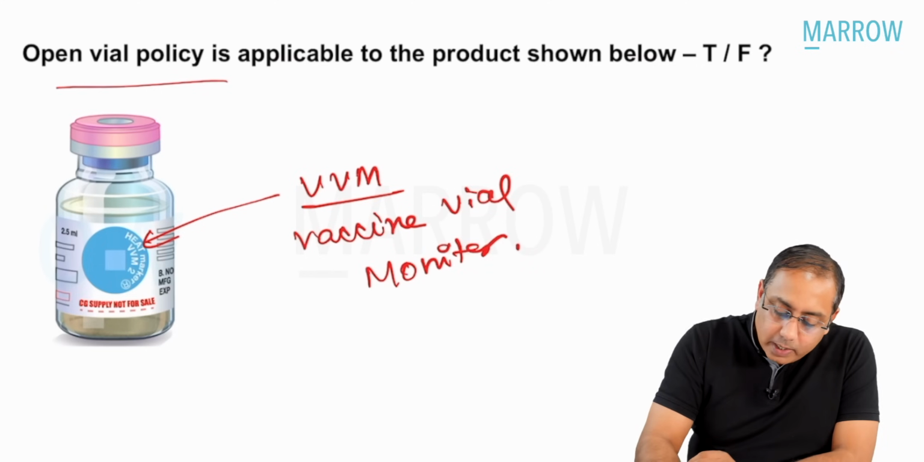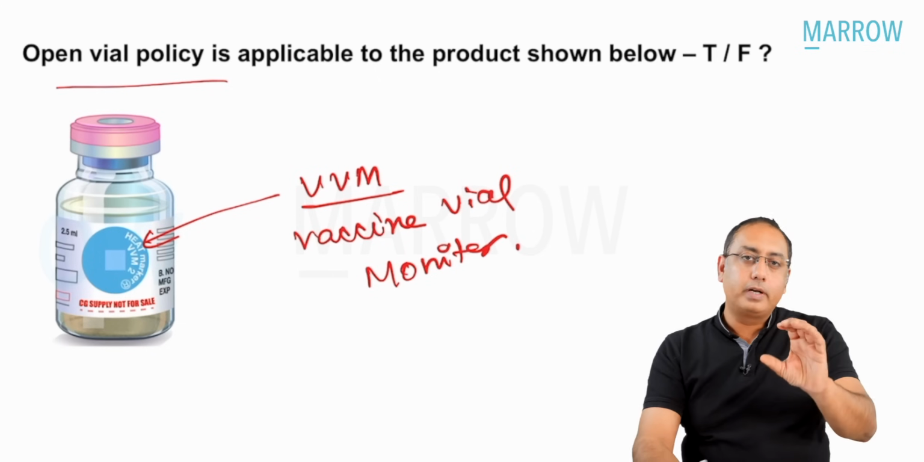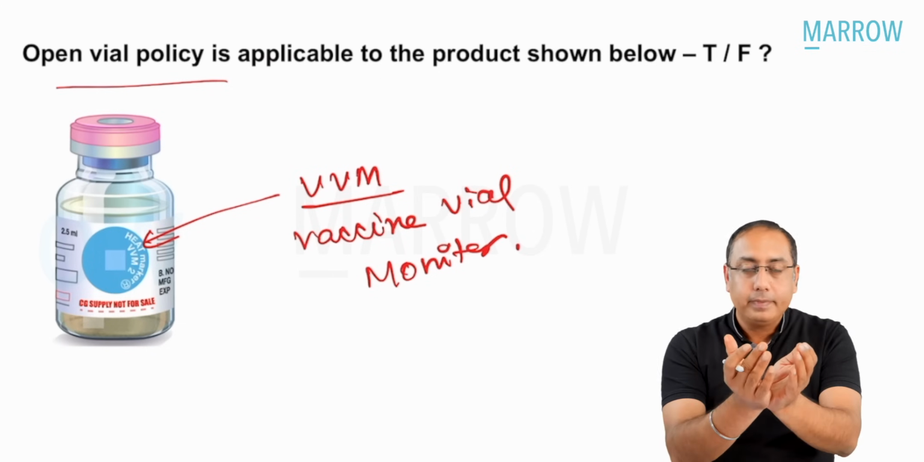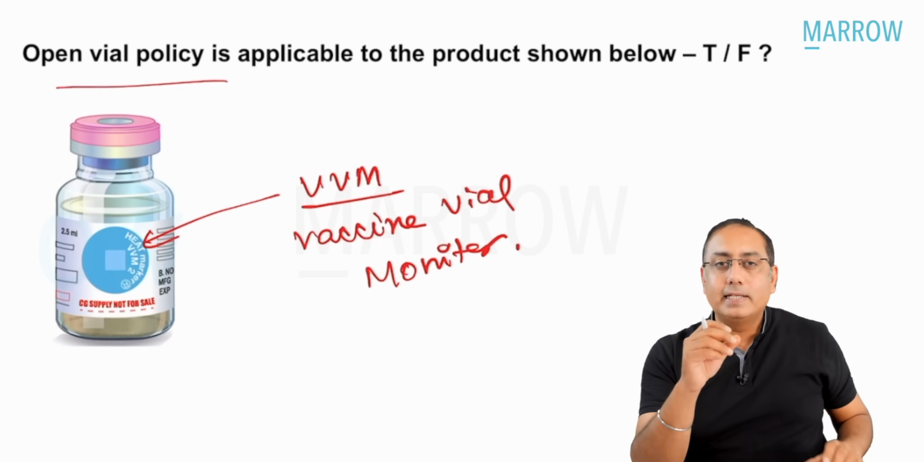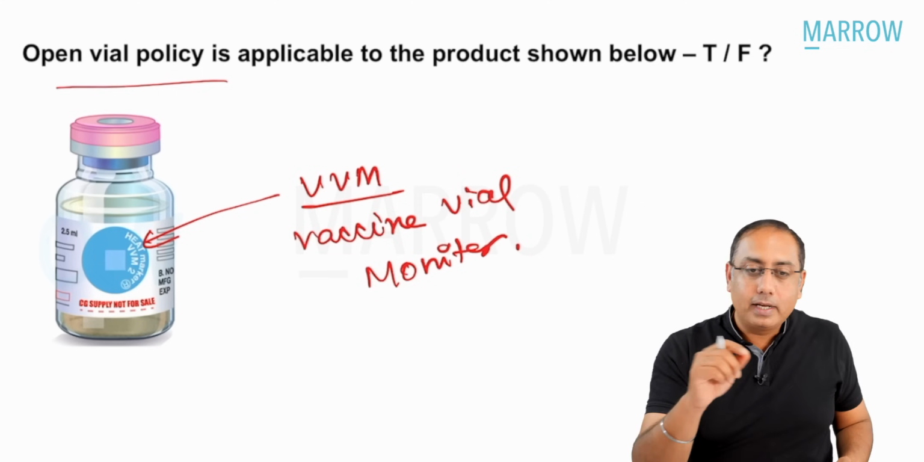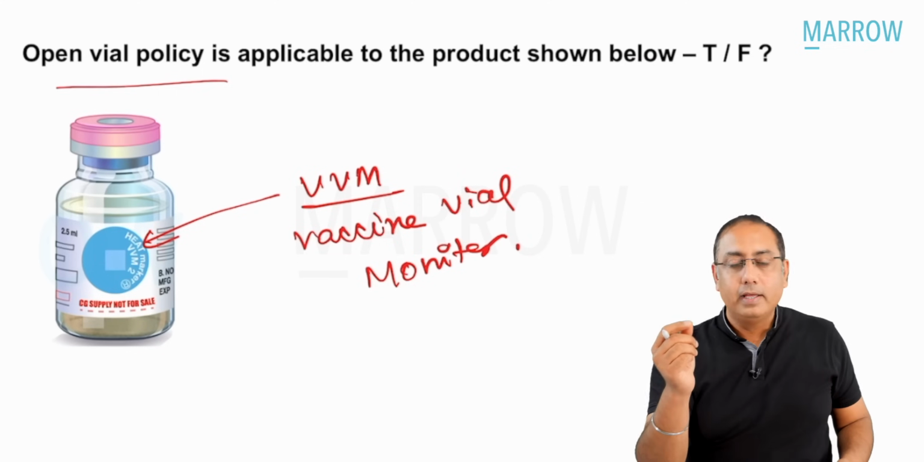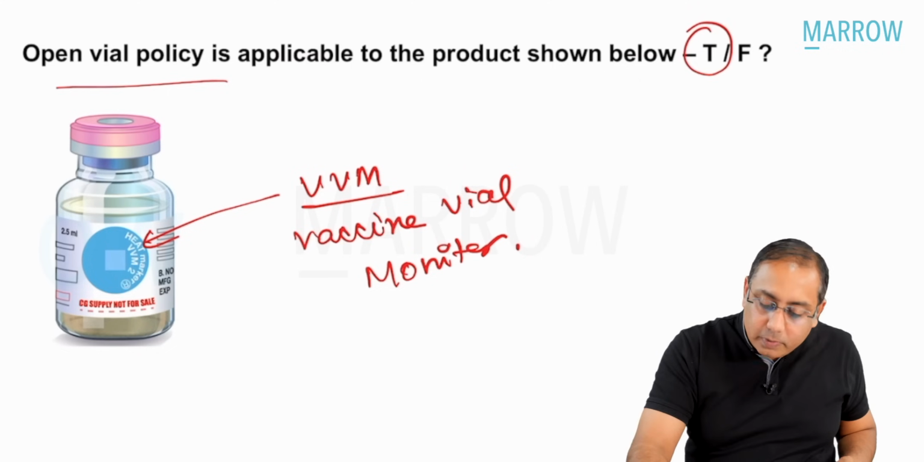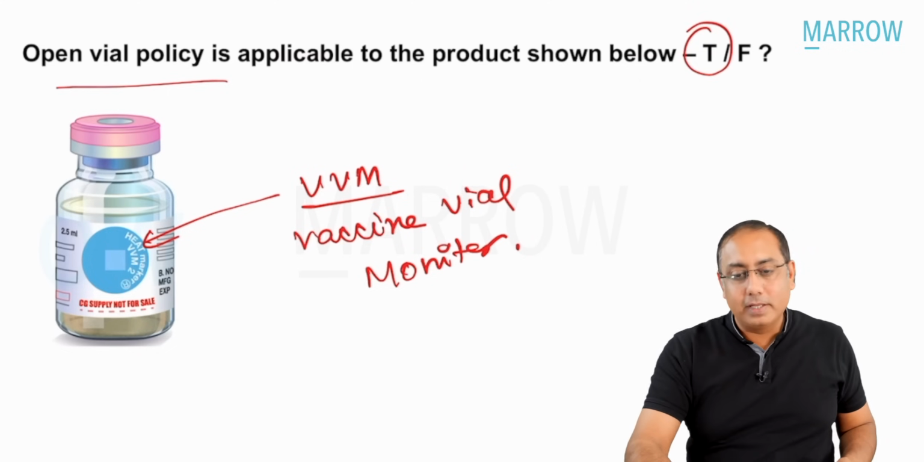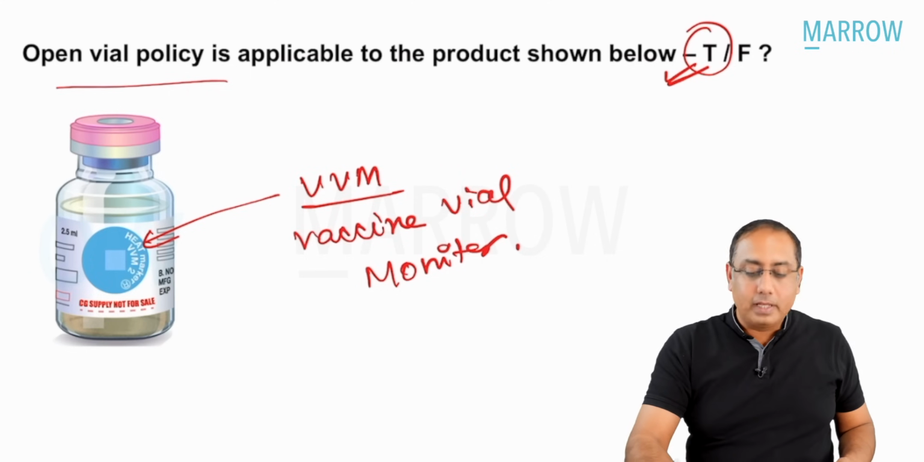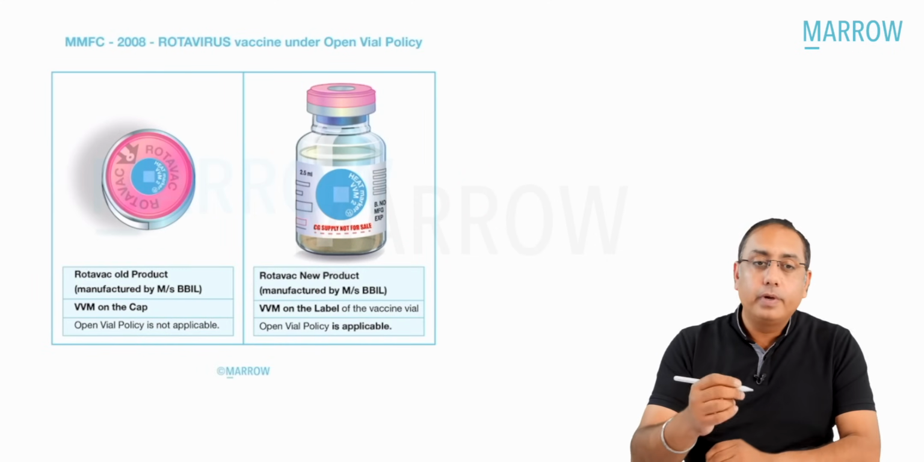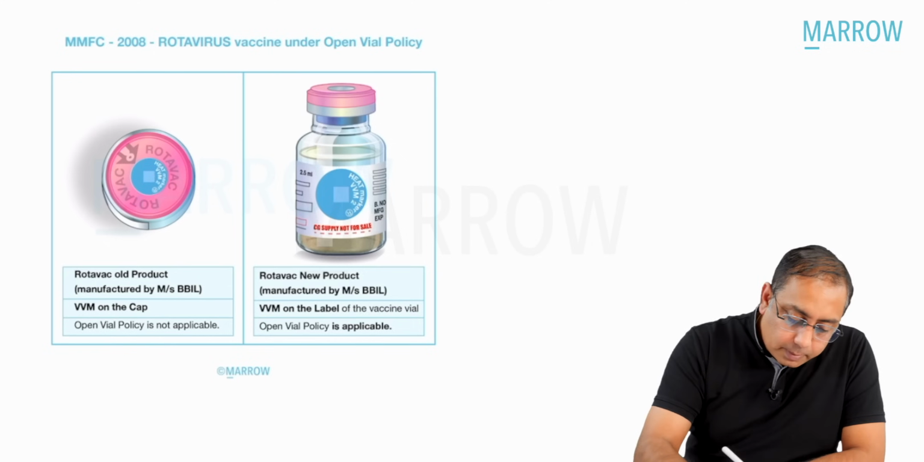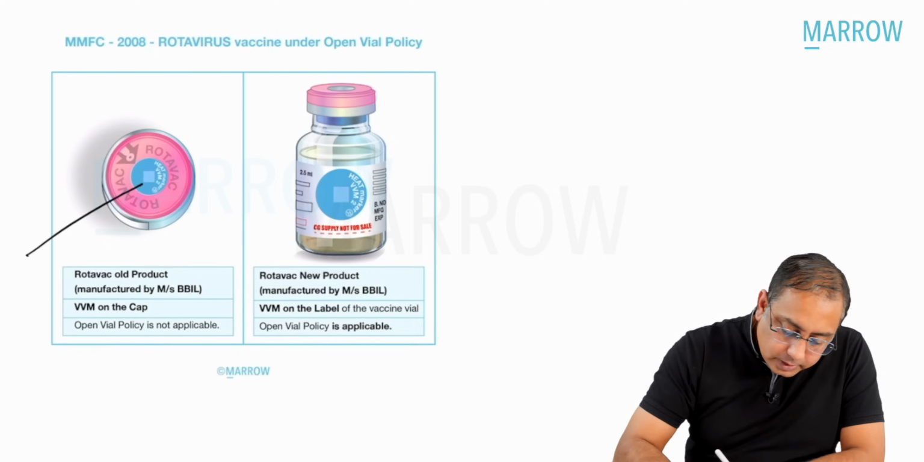Beta, the vaccine vial monitor, if it is there on the body of the vial, it is an indirect indication that even if you open this vial, you can still close this vial and use this vial. So yes, open vial policy is applicable in this. Yes, it is applicable.